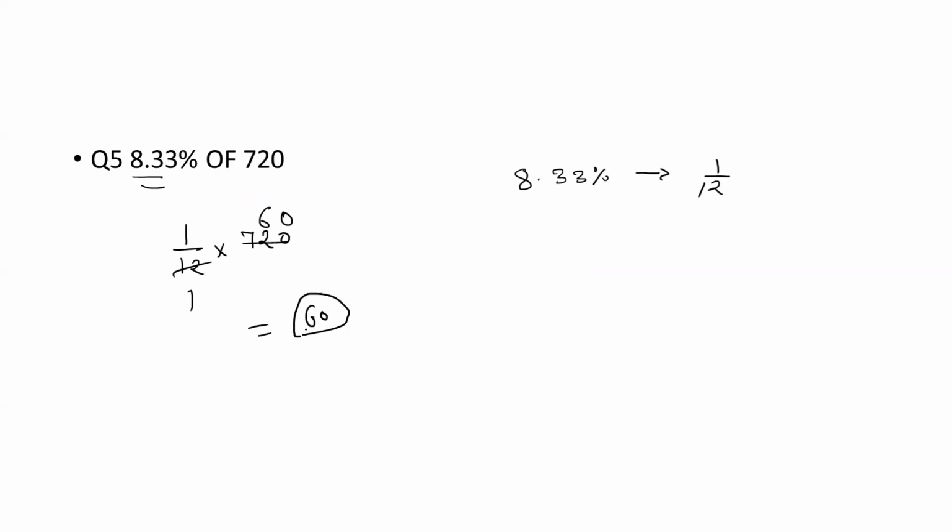Yes. Similarly, in question number 5, what you have to calculate? You have to calculate 8.33% of 720. And you know the value of 8.33% is nothing but 1 by 12. So what to do? You have to calculate this 1 by 12 into 720. It will be 12 times 60, so the answer will be 60. So 8.33% of 720 is nothing but 60. Are you getting my point? Yes.